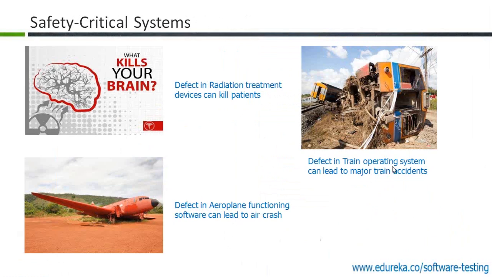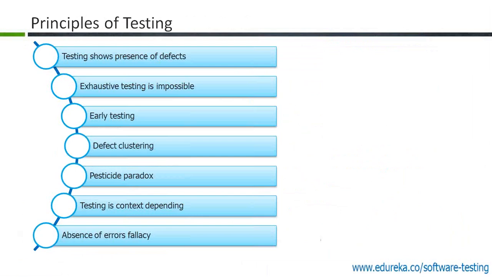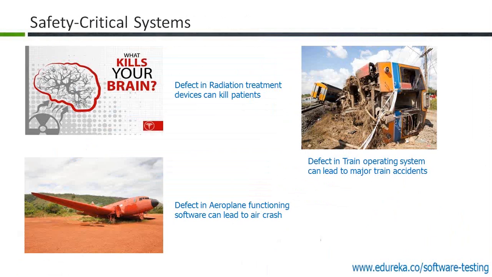Any kind of defect in a train operating system can lead to major train accidents, and a defect in radiation treatment devices can kill patients. You understood? Any defect, be it in healthcare, a train, an aircraft or anything, that could cause mass destruction. To overcome all this, we always have to ensure that safety critical systems are being handled in our applications. That's what exception handling is. Since you are developers, you should be aware of this terminology, exception handling.